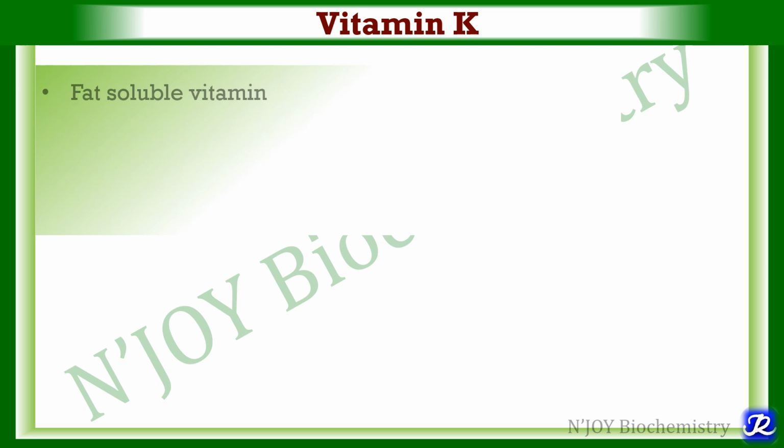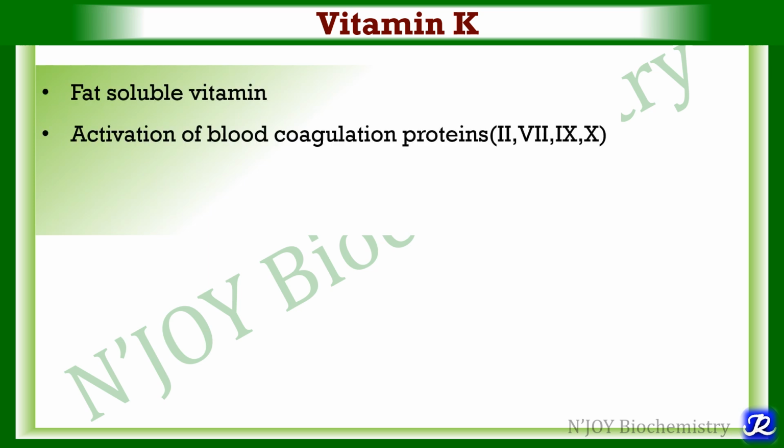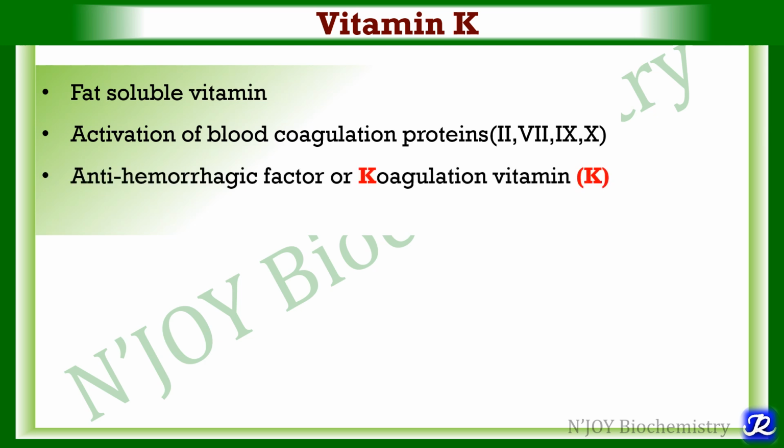Vitamin K is a fat soluble vitamin. It is required for activation of various blood clotting factors like factor 2, 7, 9 and 10. Factor 2 is prothrombin, factor 7 is proconvertin, factor 9 is called Christmas factor and factor 10 is called Stuart-Prower factor. So vitamin K is required for activation of these four factors because these four factors are synthesized in the liver in zymogen form, that is the inactive form, and for their activation vitamin K is required. And vitamin K is called anti-hemorrhagic factor or coagulation vitamin.